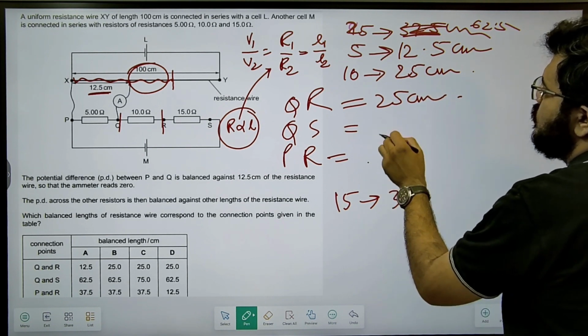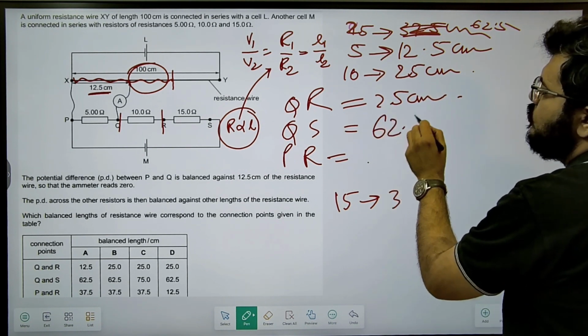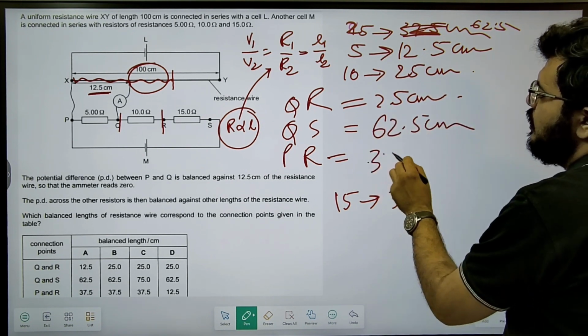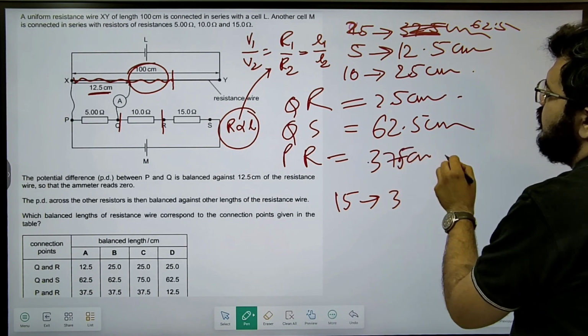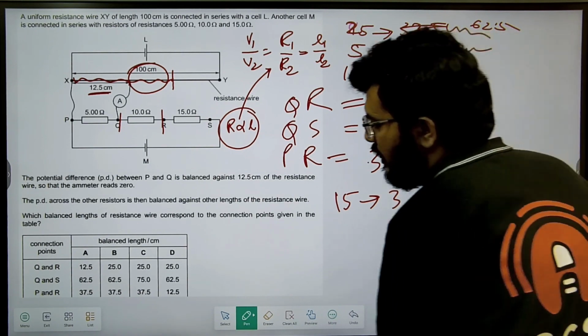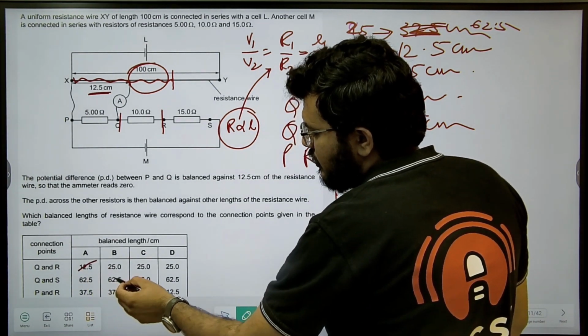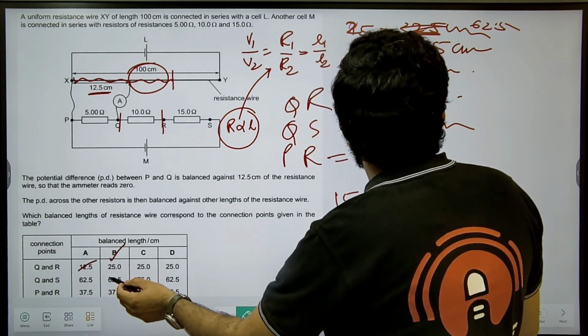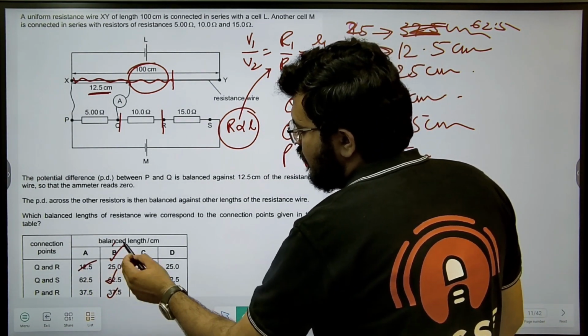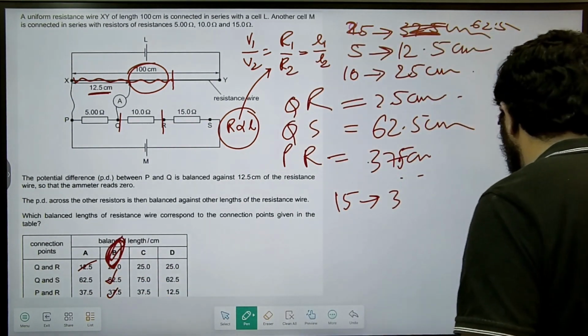So 62.5 centimeter and 37.5 centimeter. So let's find that answer. Not this, yes, 62.5, yes, and 37.5. So B is your answer.